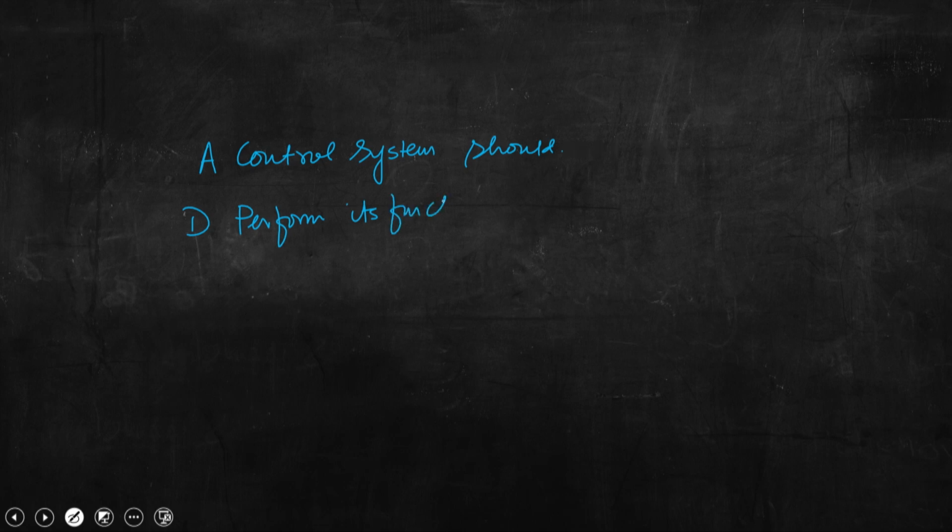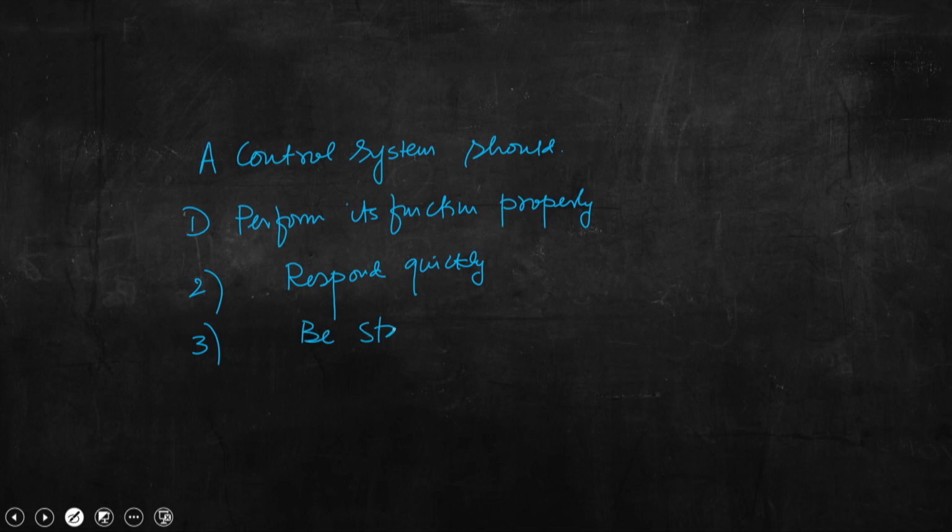So, if we now write that a control system should, number 1, perform its function properly. Number 2, should respond quickly. Number 3, should be stable, and number 4, respond only to valued inputs.